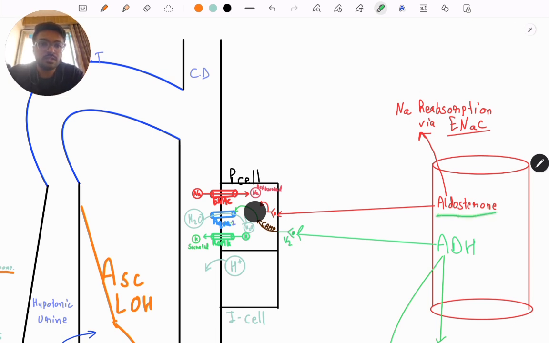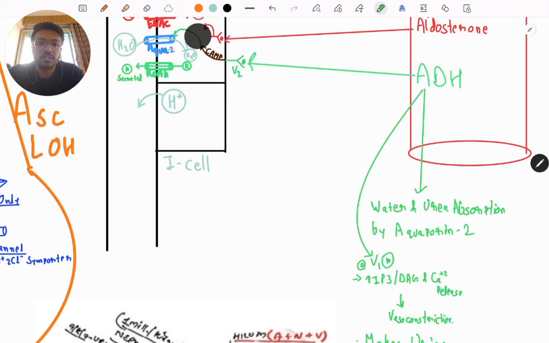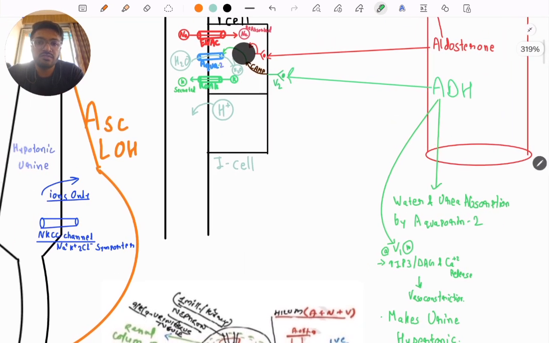And our aldosterone is going to reabsorb sodium via epithelial sodium channels. Now along with sodium, wherever sodium goes, water follows. So sodium and water are going to be reabsorbed, and when that happens, potassium and hydrogen are going to be excreted out. After this physiology portion, let's move towards the defects.